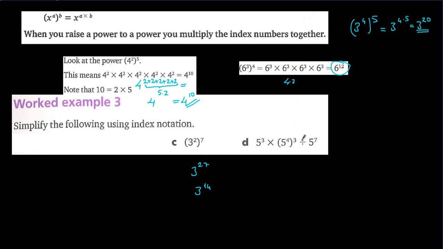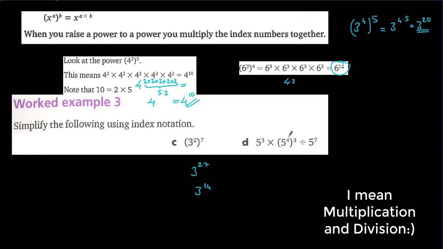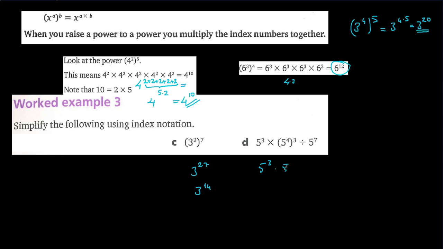Here we have multiplication and division. So first we need to get rid of the parentheses, as you remember. 5 to the power of 3 times 5 to the power of 4 times 3, which is 12, divided by 5 to the power of 7. You remember when we multiplied and the bases are the same, we add the powers. When we divide them, we subtract. So the answer is going to be 5 to the power of 3 plus 12 minus 7. And the answer is 5 to the power of 15 minus 7, which is equal to 5 to the power of 8.